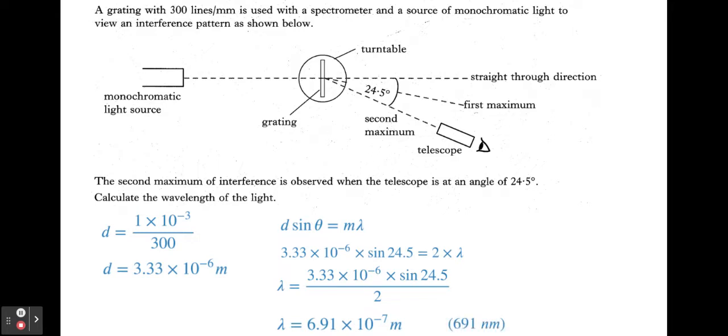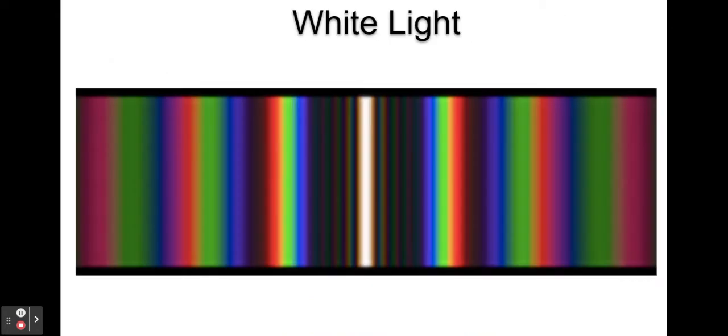691 nanometers, as it were. Now, that's what happens with monochromatic light, light of all one wavelength. What happens when we get light of multiple wavelengths? Well, white light is made up of a complete spectrum of visible light. So when we look at that through a diffraction grating, we get something that looks a bit like this.